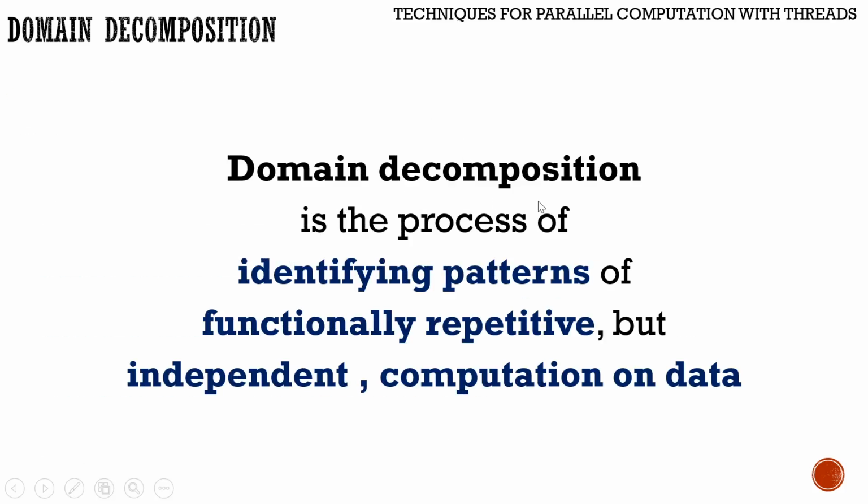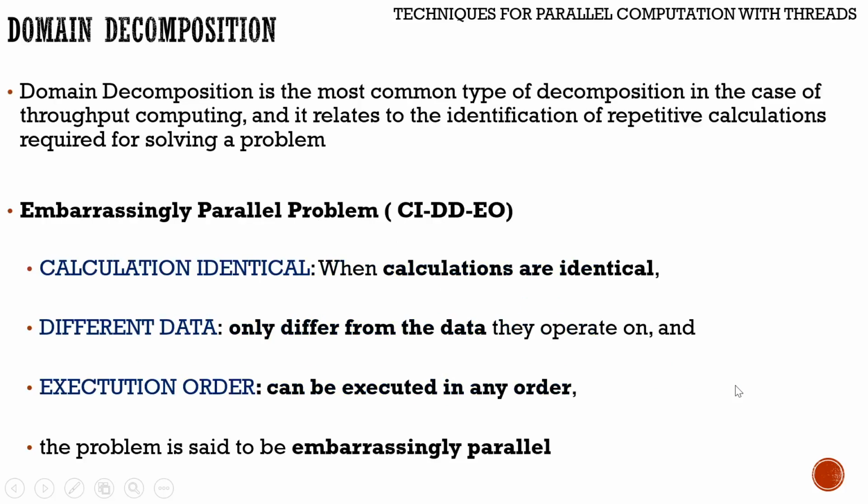So it says domain decomposition is a process of identifying patterns of functionally repetitive but independent computation on data. Domain decomposition is the most common type of decomposition. You are looking at an embarrassingly parallel problem. What is an embarrassingly parallel problem?